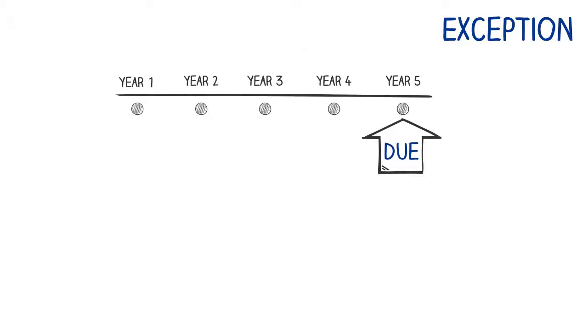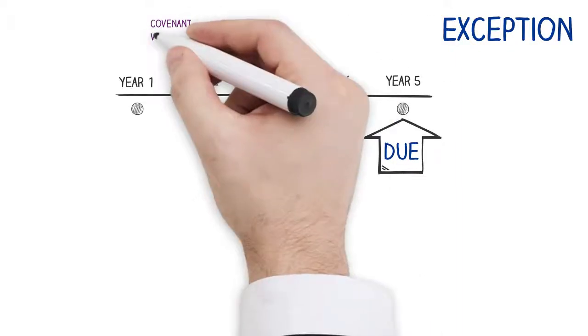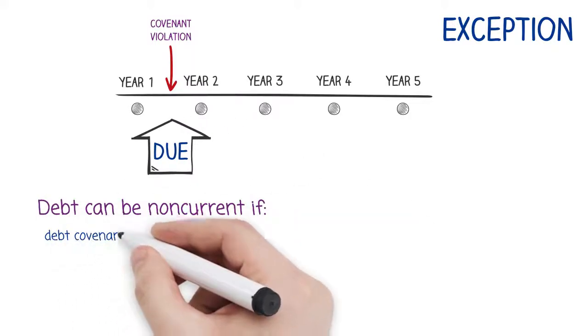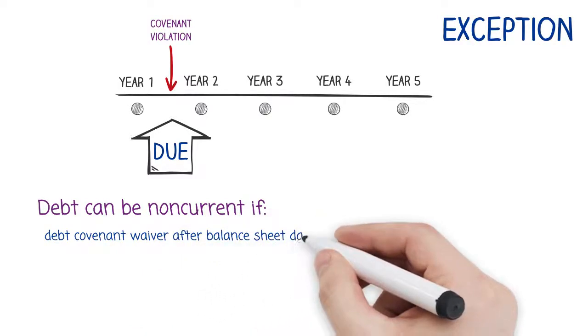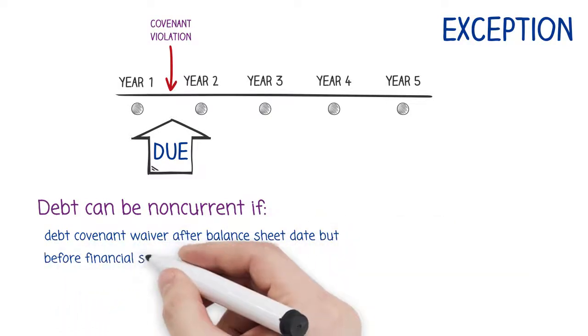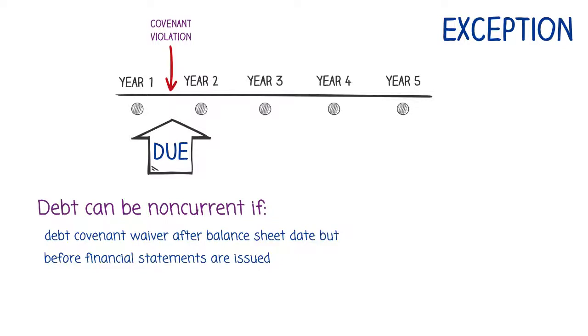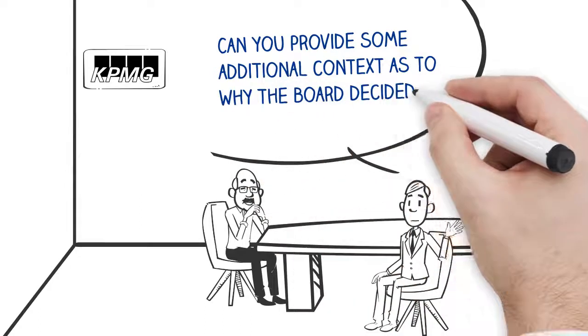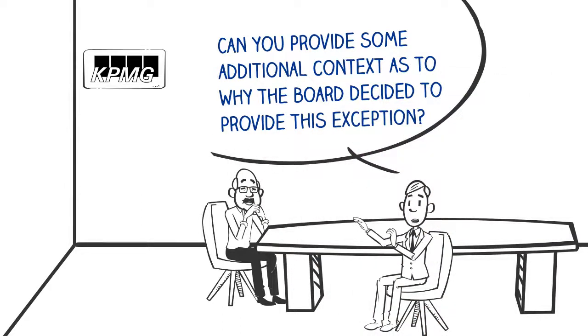Not surprisingly, perhaps, the board did provide an exception to the general principle. A company that has debt that is callable at the balance sheet date because of a covenant violation can still classify that debt as non-current if it obtains a debt covenant waiver after the balance sheet date, but before financial statements are issued, or available to be issued for non-public entities. Can you provide additional context as to why the board decided to provide this exception?